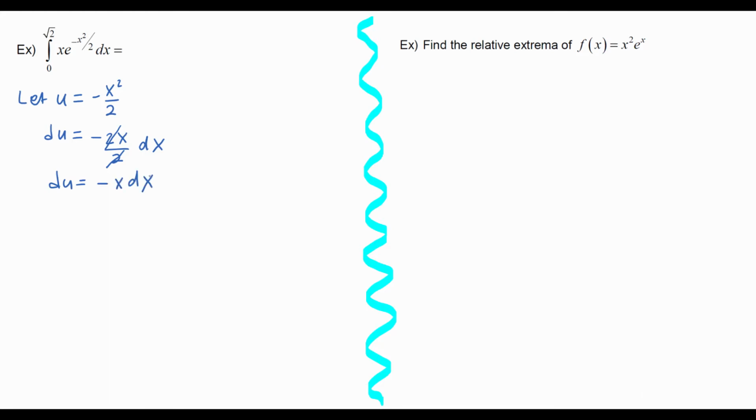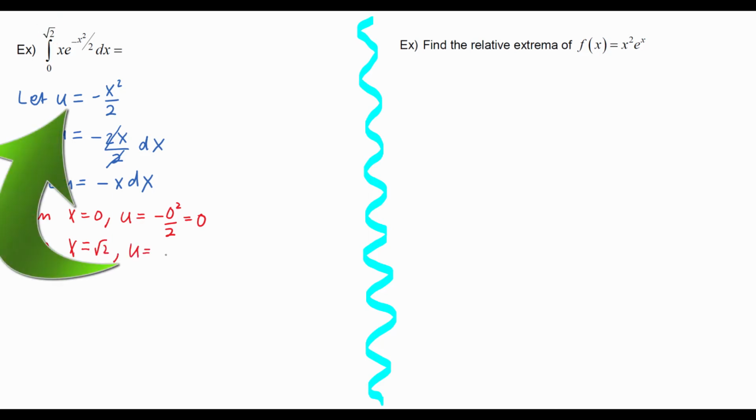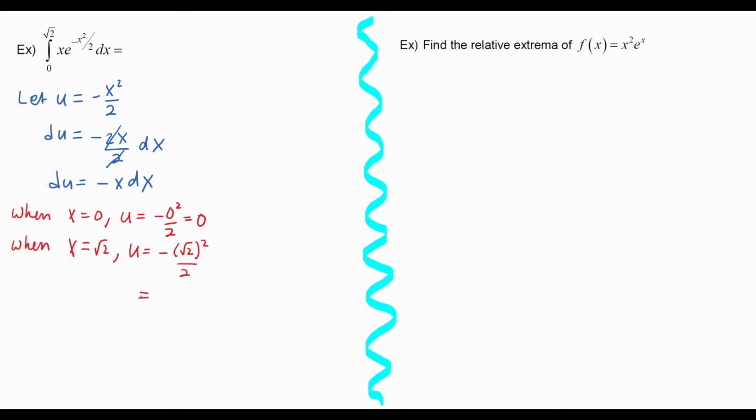And since it's a definite integral, I also need to change the limit. Yes? So let's change the limit. What is the lower limit for x? When x equals 0, my u becomes negative 0 squared over 2, which is still 0. And when the upper limit x equals radical 2, my u is negative radical 2 squared over 2, which is negative 2 over 2, which is negative 1.